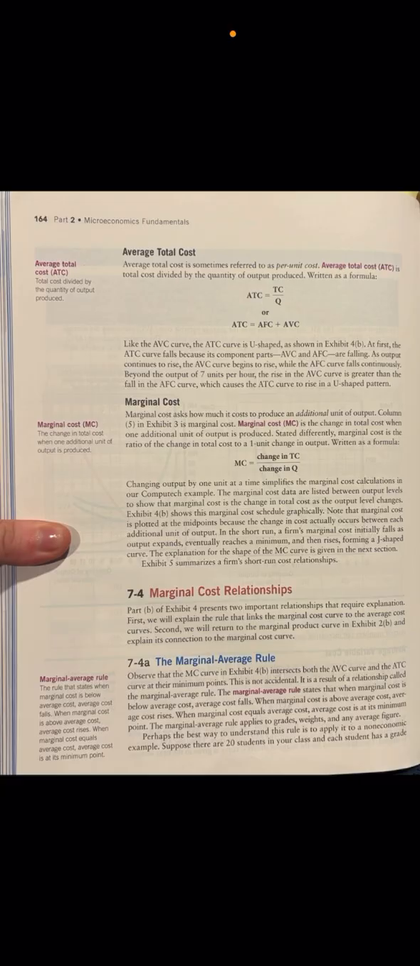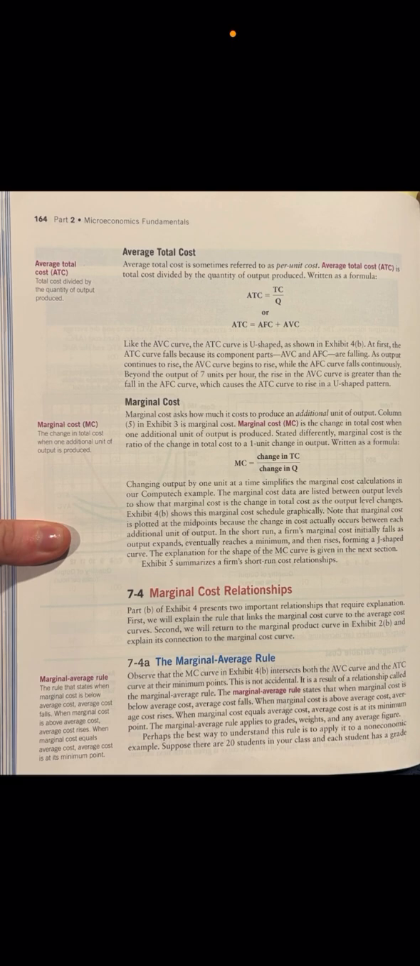Note that the marginal cost is plotted at midpoints because the change in cost actually occurs between each additional unit of output. In the short run, our firm's marginal cost initially falls as output expands, eventually reaches a minimum, and then rises, forming a J-shaped curve. The explanation for the shape of the MC curve is given in the next section. Exhibit 5 summarizes the firm's short-run cost relationships.